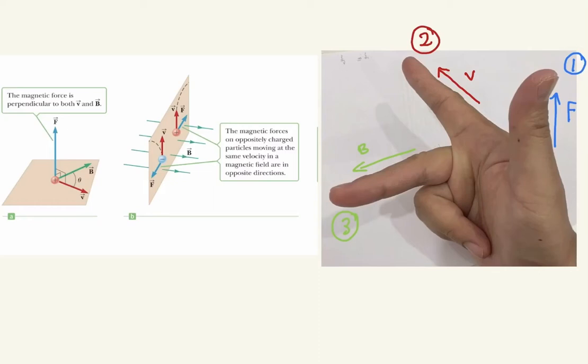To determine the direction of the force, we employ right hand rule number 1. Point finger number 1 of your right hand in the direction of the force. Finger number 2 to the direction of the velocity of the moving charged particle. And finger number 3 to the direction of the magnetic field.